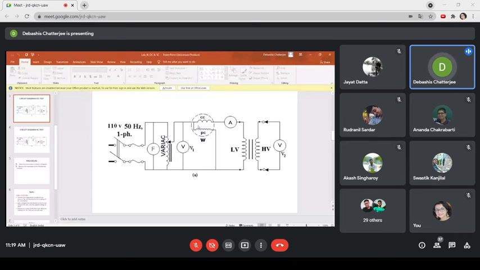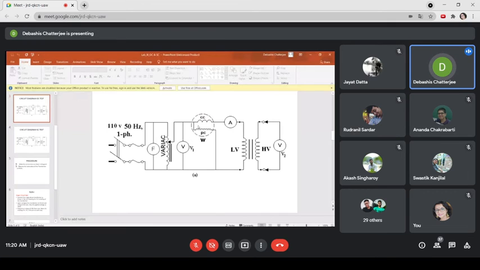Because load is not there. The core loss component has resistance, so there will be power loss. The supply actually provides the core loss, right? So this reading will be nothing but the core loss under that voltage. And if you apply rated voltage, you will find the rated core loss.